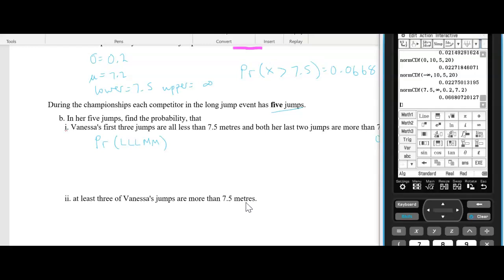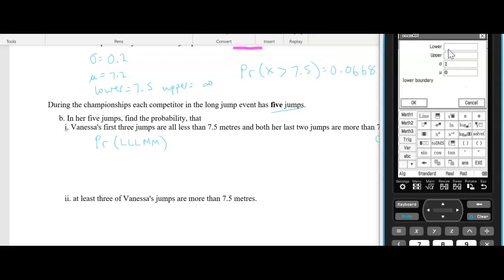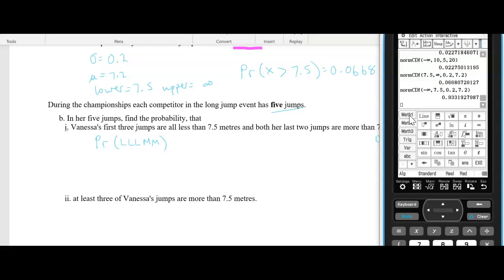Where's my calculator? You're right down there. All right. So this time we're going to do the other way. So the lower limit now is negative infinity. So this time she is jumping into the ground. 7.5. Standard deviation is 0.2. And our upper limit, oops, no, sorry, I was reading the wrong thing. Our mean is 7.2. All right, so we've got 0.9332.